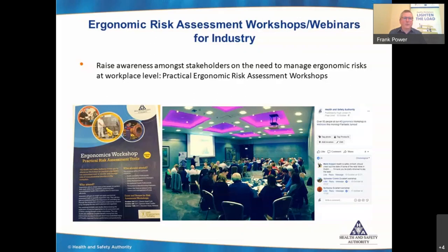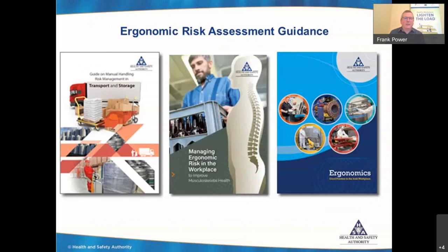So we've also done a lot of work in developing specific guidance documents. The guidance in the middle there, Managing Ergonomic Risk to Improve Musculoskeletal Health, is the guidance we just published over 12 months ago. That guidance is very much reflective of the risk assessment process and the incorporation of the use of the different risk assessment tools. Within that guide, I think you would have received a link when you signed up for this workshop.